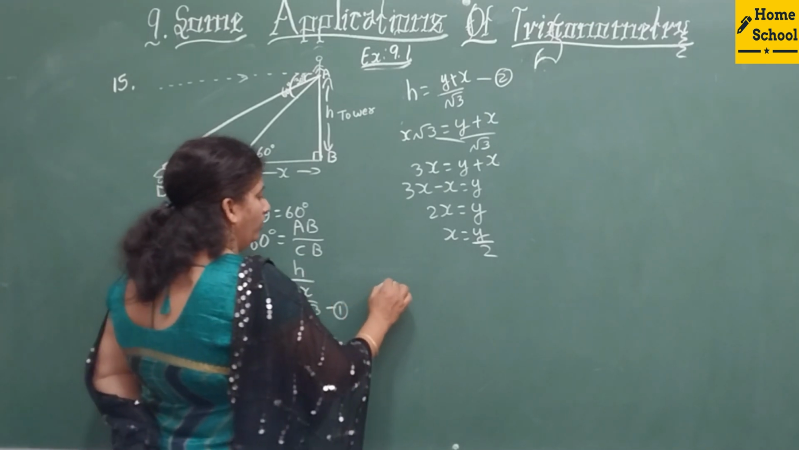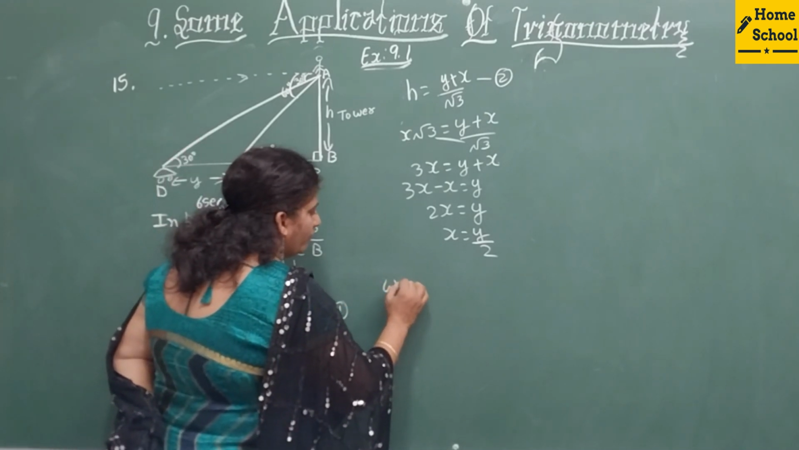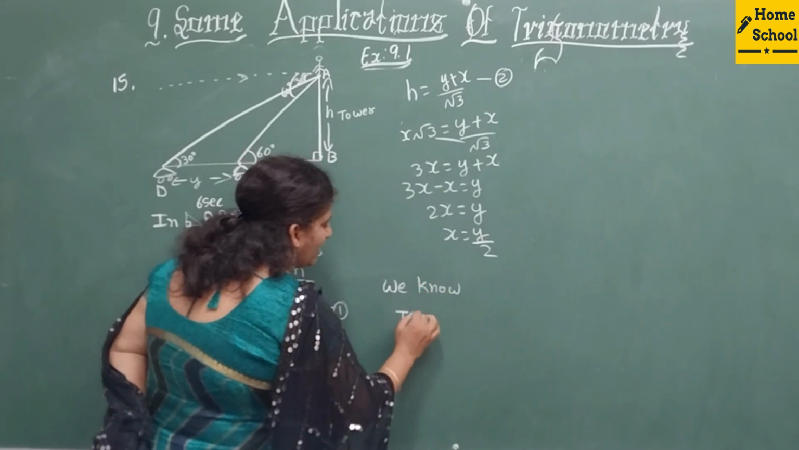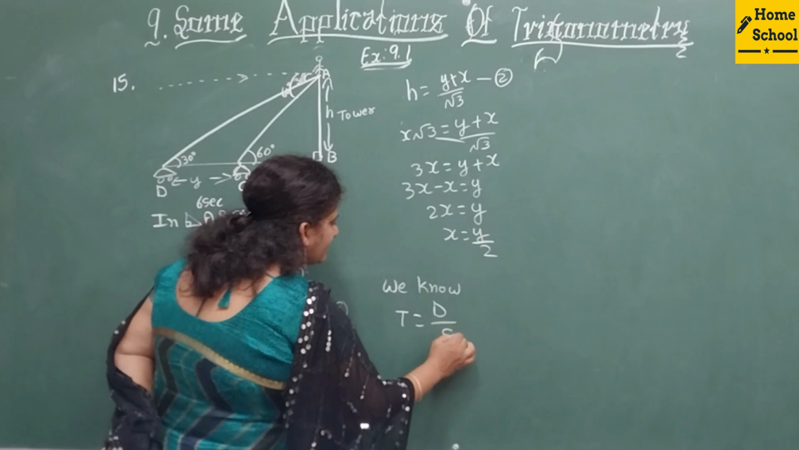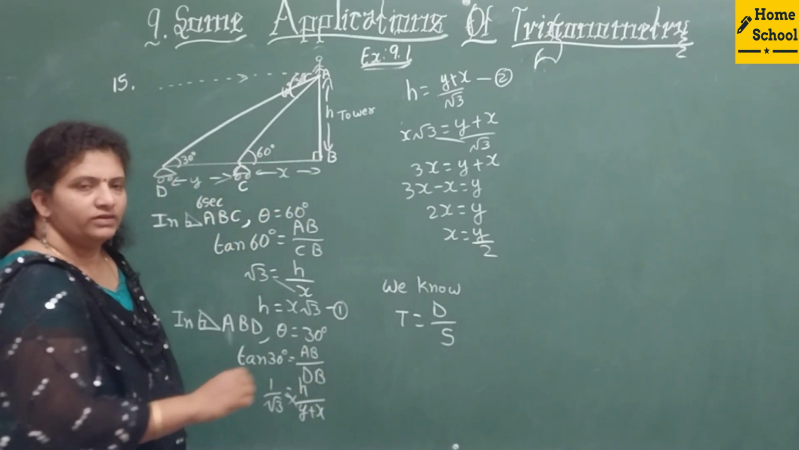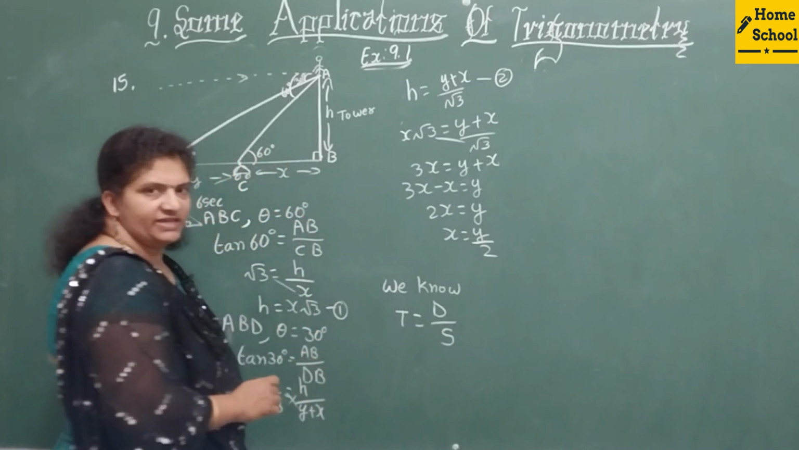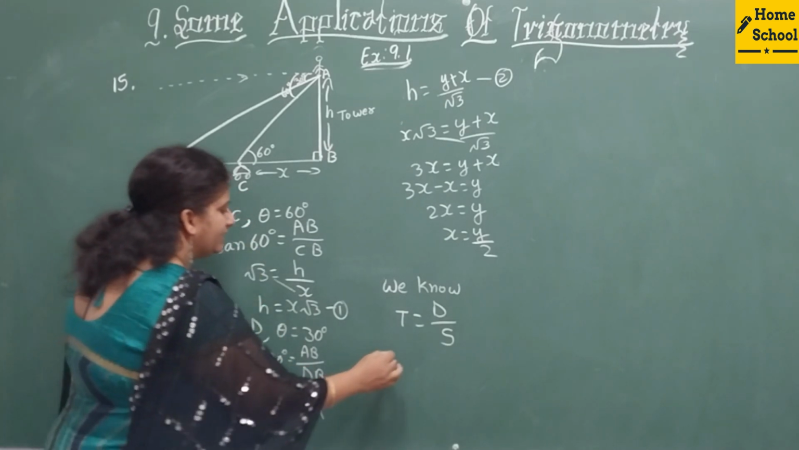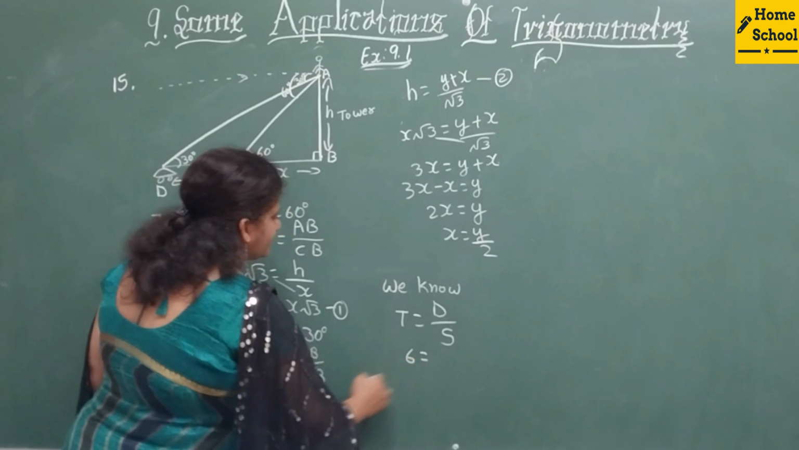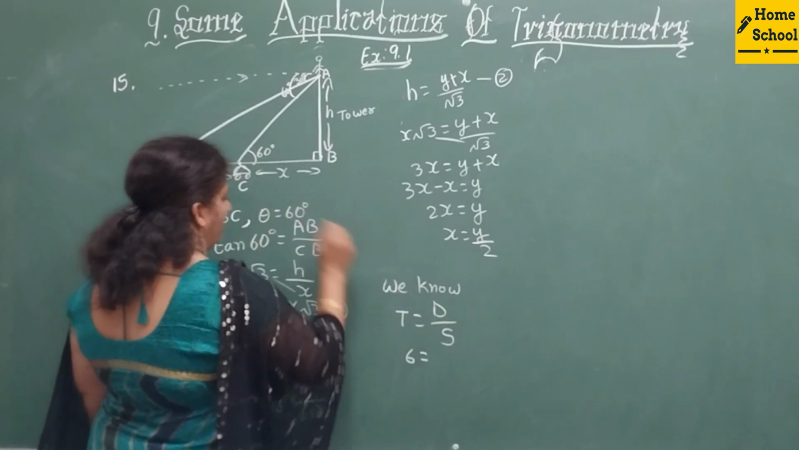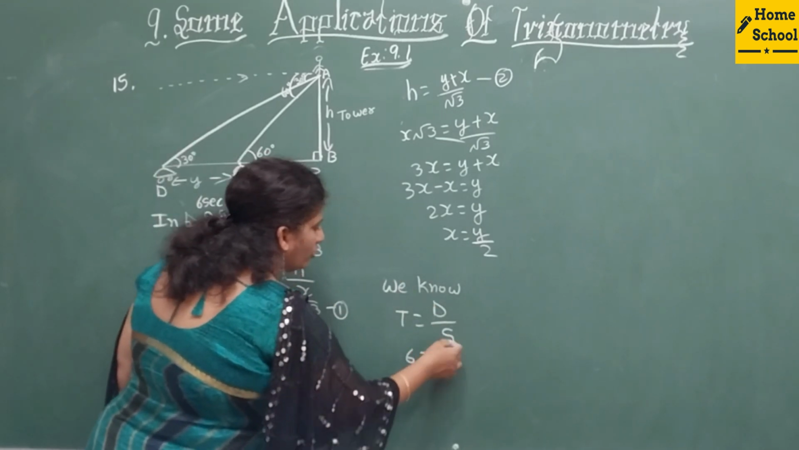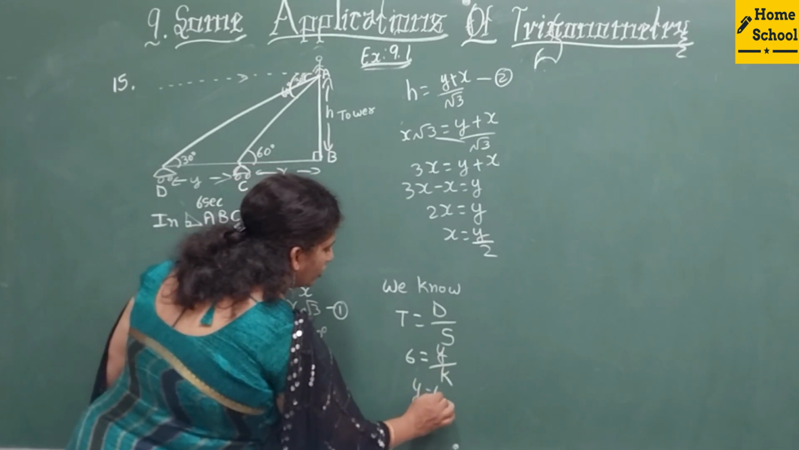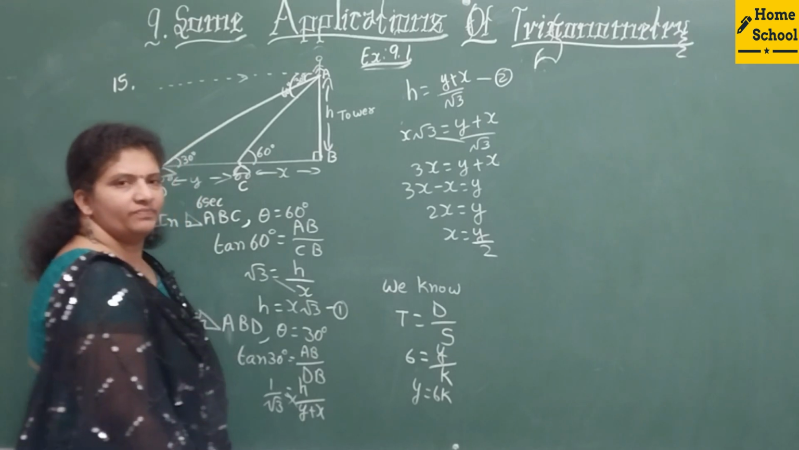But we know time is equal to distance by speed. This time given, right? Time is equal to 6 seconds. Distance y. Speed, I don't know. Let the speed be k, I will take. Then y is equal to 6k, I will write.